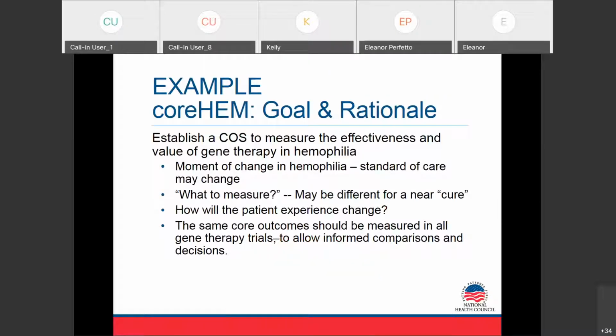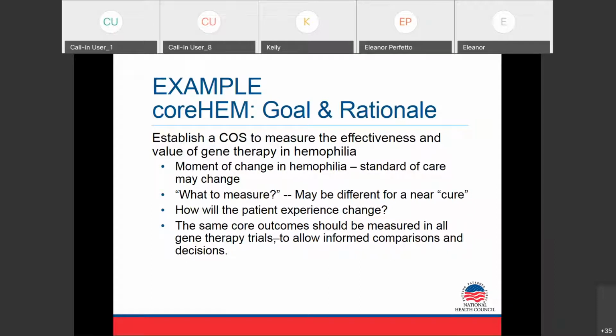So I'm going to give you a specific example of a project that we finished up the first phase of last year and are moving into a second phase now. This was a core outcome set to measure the effectiveness and value of gene therapy in hemophilia. So what was the issue that we were trying to address there?